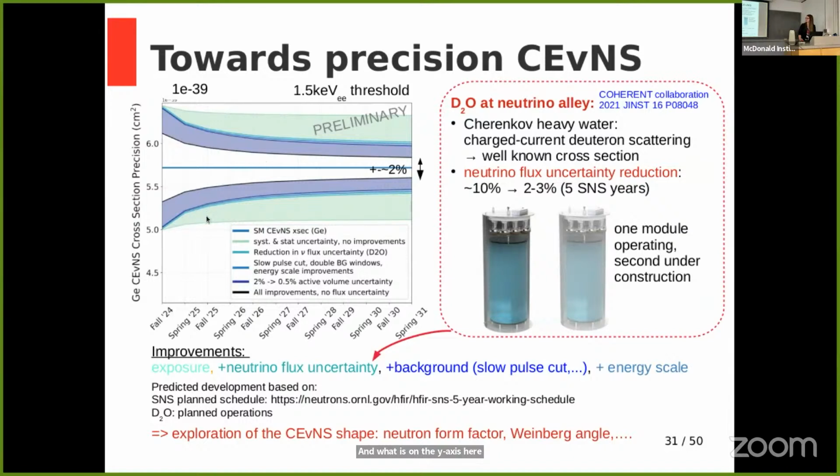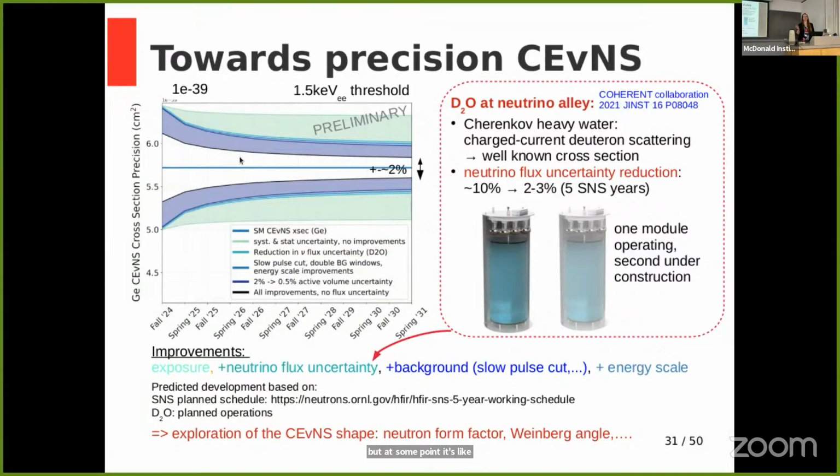What we studied here is how things will evolve for the different systematics. If all the uncertainties stay like that, then in the next years there's of course an improvement from the statistics, but at some point the curve gets flat. So it's interesting to do something about the other systematics.